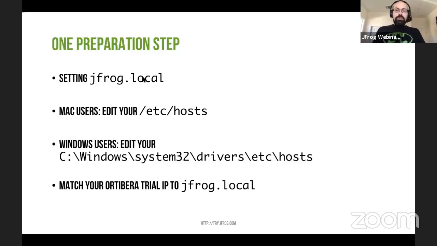So if you are looking here, this is the URL of my trial, you have another one. Since we couldn't anticipate which IP you will get, instead we are using this Jfrog local host, which requires from you to configure your unique IP that you got from Orbitera to Jfrog local. And you do that differently for different operating systems.